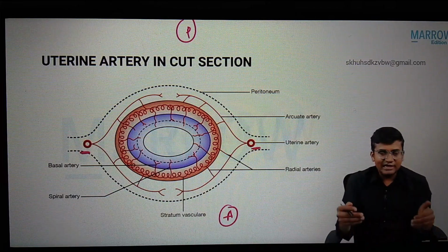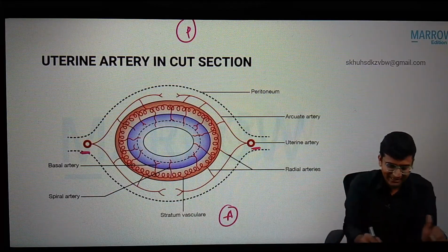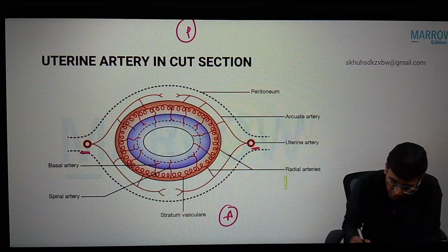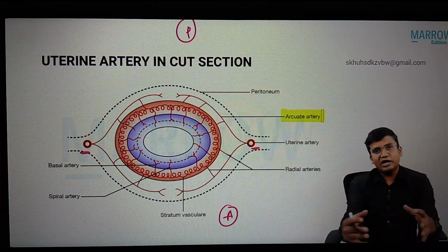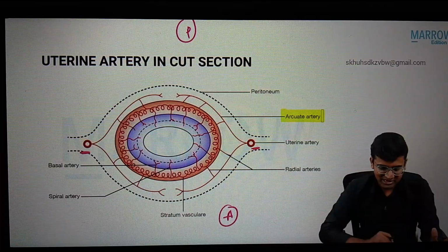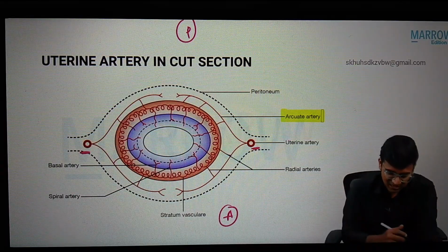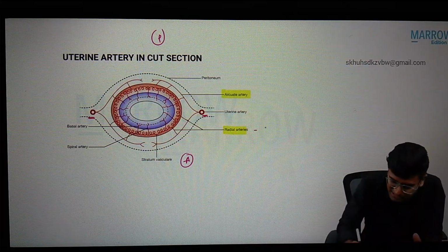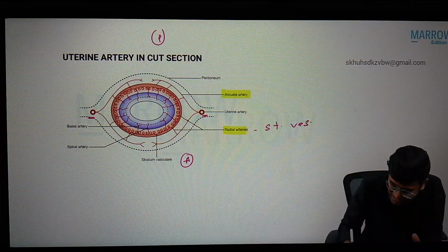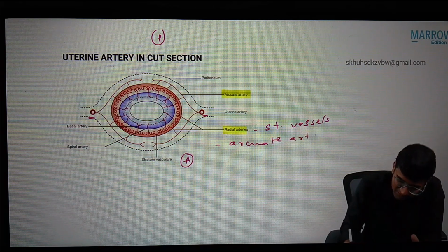Now the uterine artery, I told you, gives the arcuate artery, which passes in the front side and also in the back side. So these are called arcuate arteries. The arcuate arteries in the front and back anastomose with each other. Now from the arcuate arteries, we have straight vessels. These vessels are called radial arteries. So radial arteries are the straight vessels arising from the arcuate artery.